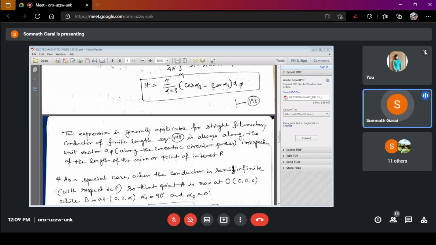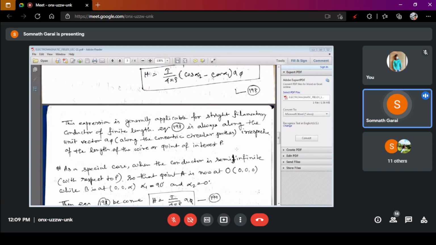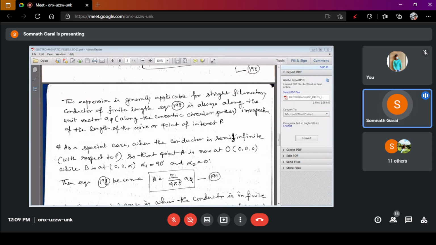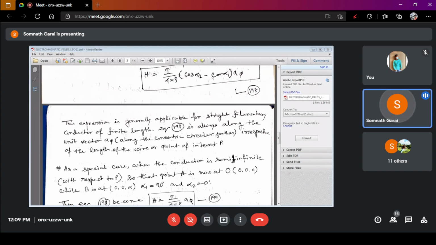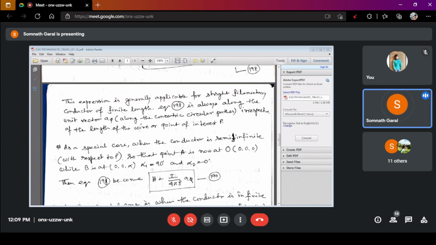So the expression of 198 is modified for special case number 1, when the conductor is semi-infinite. It becomes H is equal to I by 4 pi rho A phi, because this part is 0 and this part is 1. And that is equation 198. So 198 represents the magnetic field intensity due to a semi-infinite conductor, right?